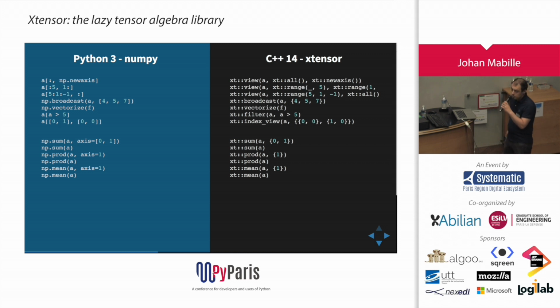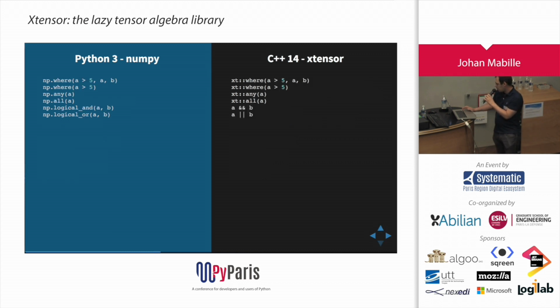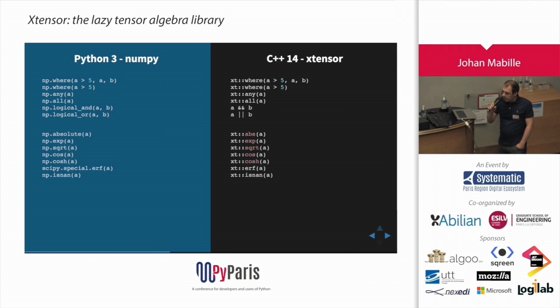We also provide reducers, so you can sum or compute the product or the mean of arrays in every direction or on the whole array. And we provide, of course, Boolean operations and other mathematical operations. So as I said, this is not an exhaustive list. You can find one in the xtensor documentation. We provide the NumPy to xtensor cheat sheet, with all the NumPy API and its counterparts in C++ xtensor.